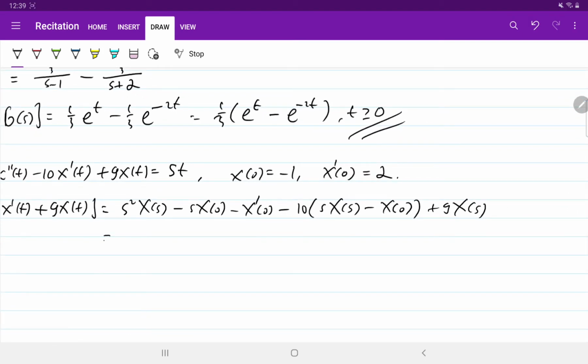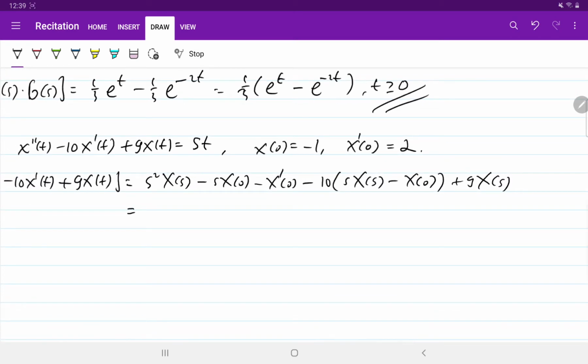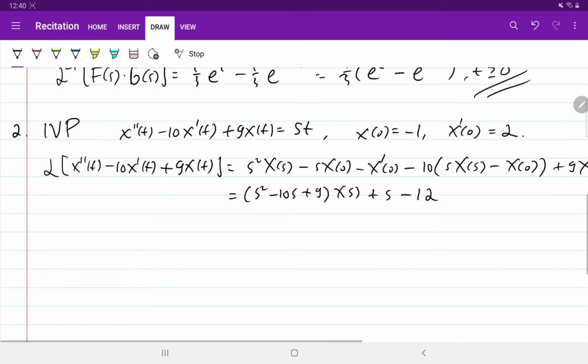Okay, by substituting the initial conditions, we get (s^2 - 10s + 9) X(s) + s - 12. Okay, and the Laplace of the input 5t is 5 over s squared.